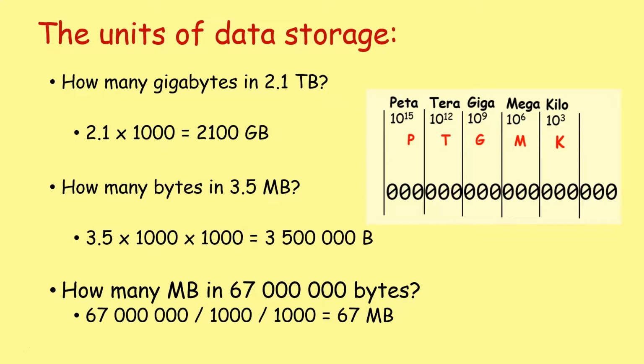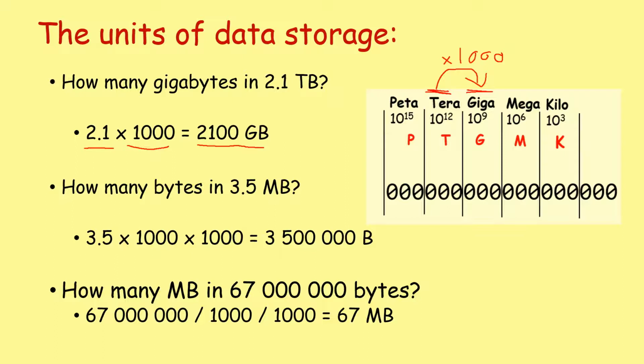First question here is, how many gigabytes are there in 2.1 terabytes? So if we have a look here, we're going from terabytes, which is here, to gigabytes, which is here. So we're going from terabytes to gigabytes, and we're going to do that by multiplying by 1,000. One jump is 1,000. So that's 2.1 times 1,000. We've got 2,100 gigabytes.